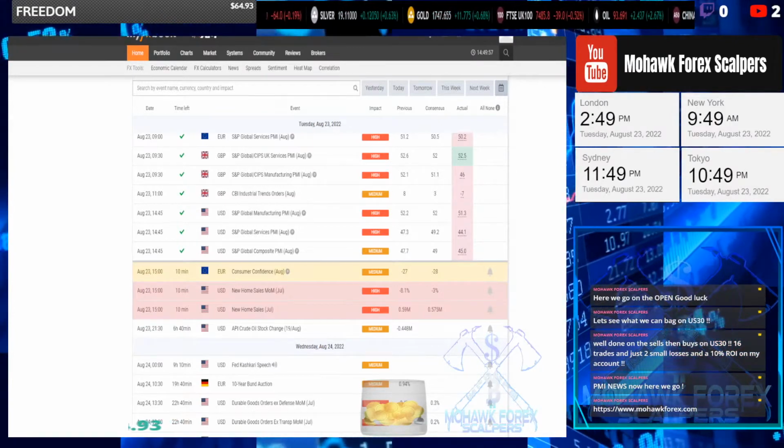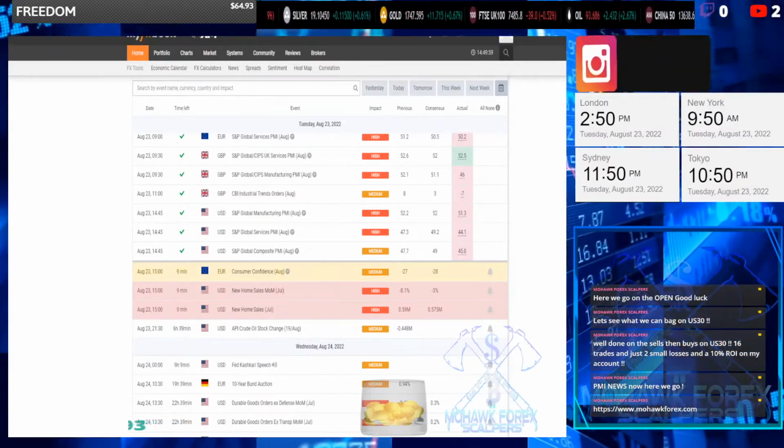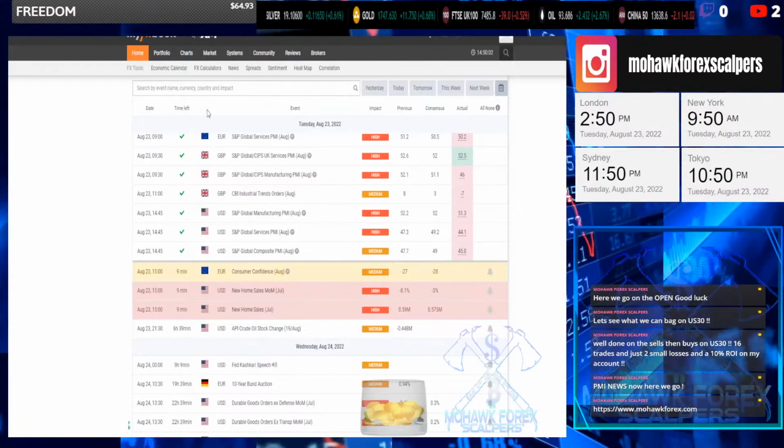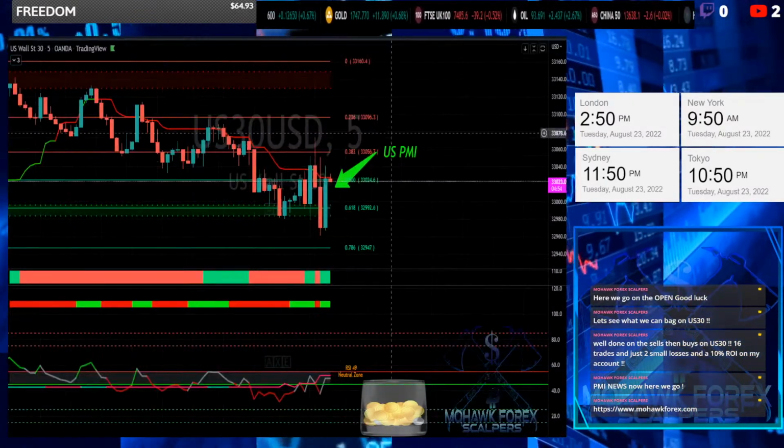I'll tell you one thing it does line up with: the data out of Europe that we got this morning. We had a 49 handle on manufacturing on the PMI in the Eurozone. I think the UK was something like 46.